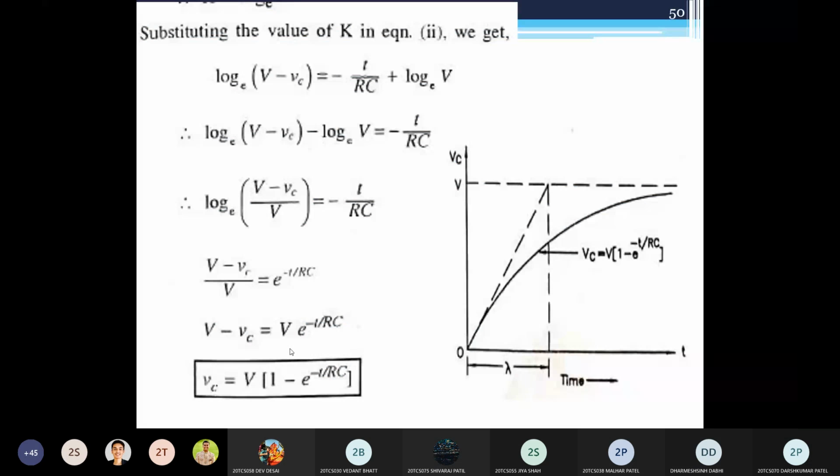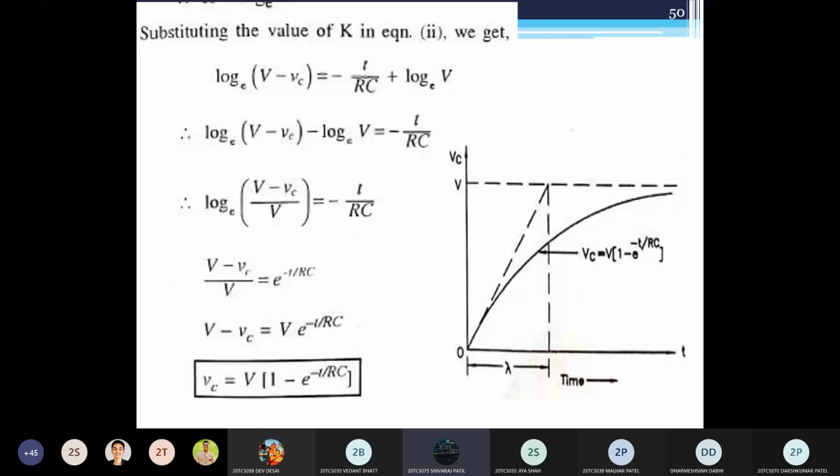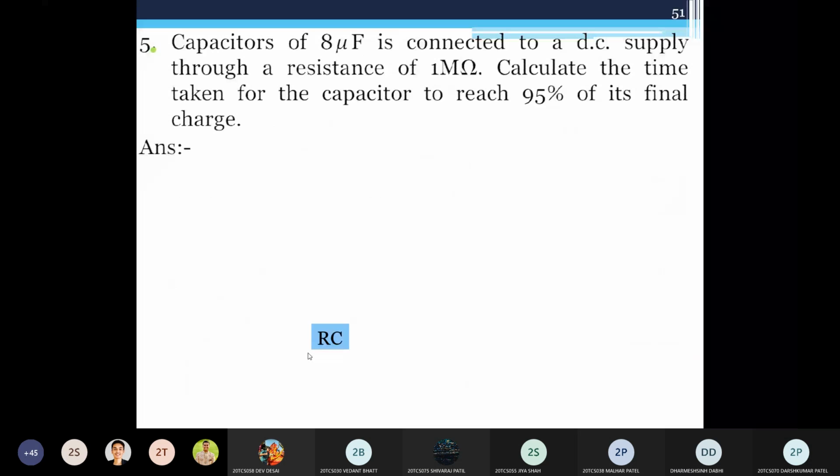Now your Vc, the capacitor. Sir, can you go back to the last slide? Which, this derivation? This is the question. Okay, sorry. Okay, sir.